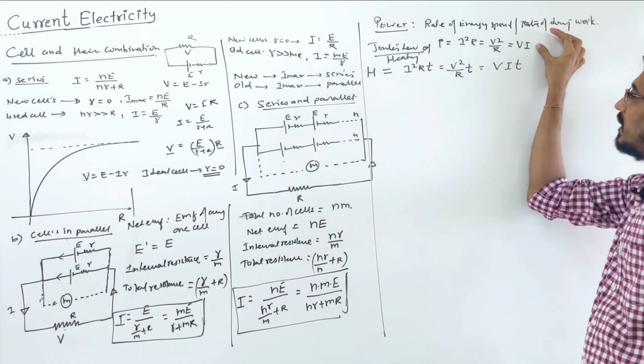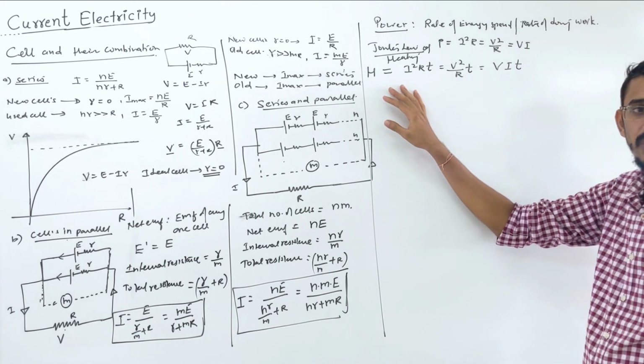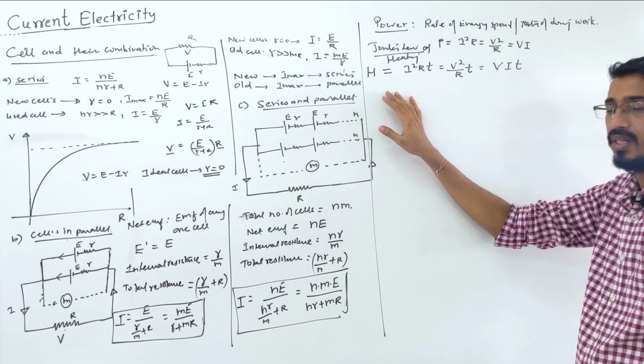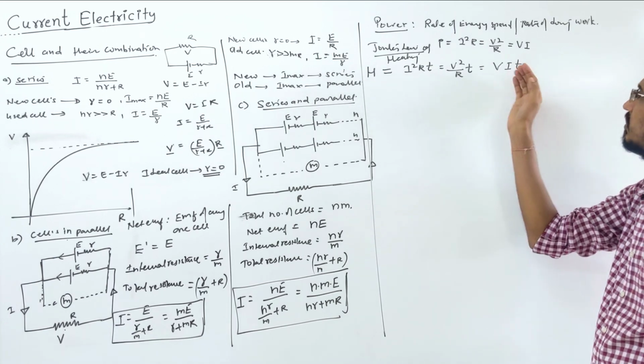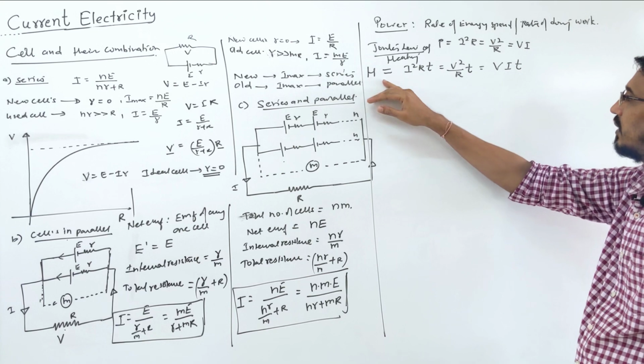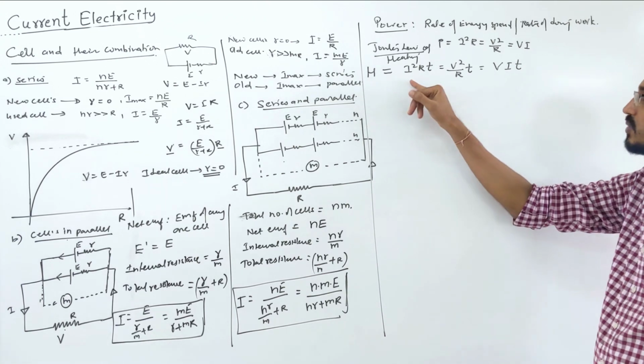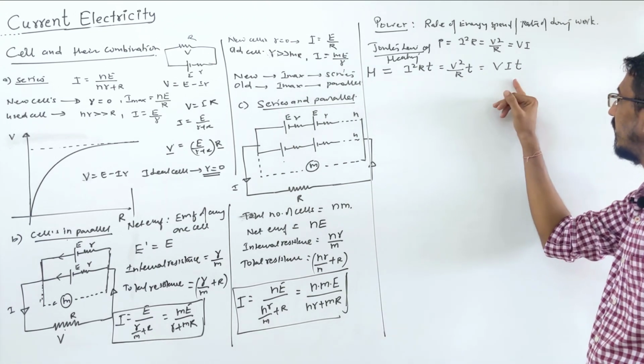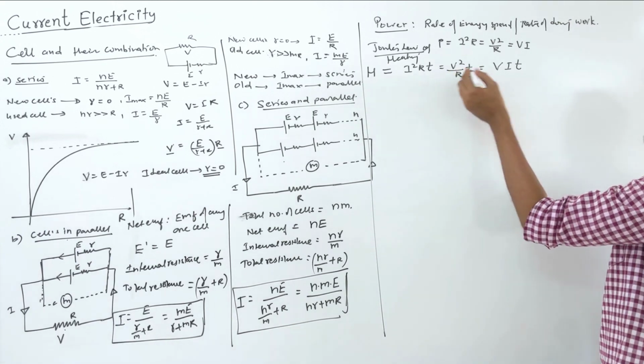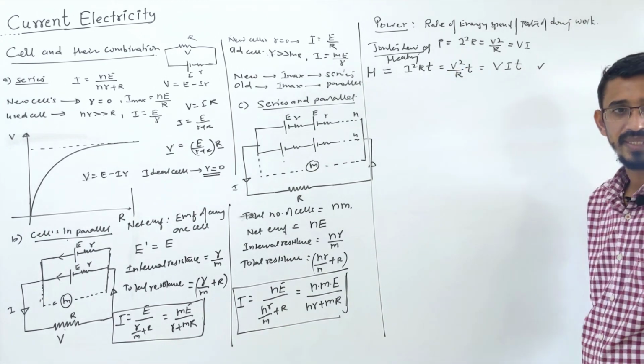Power into time, that's called your energy, or your heat. So they will call it heat produced, heat generated. So just multiply time with all of these. So these are heat, energy: I square RT, V square by RT, and VI into T. Some direct questions they ask here, simple questions, we will do an example.